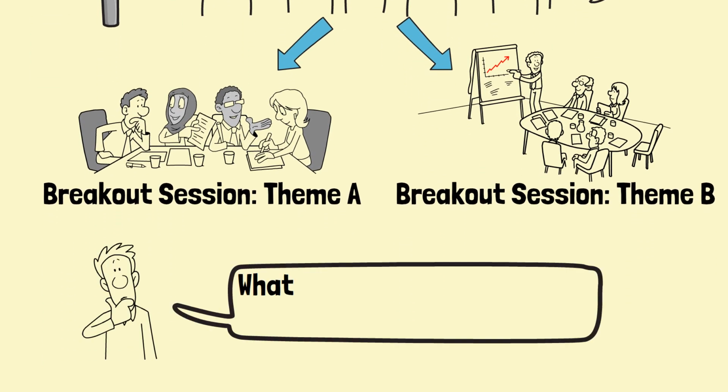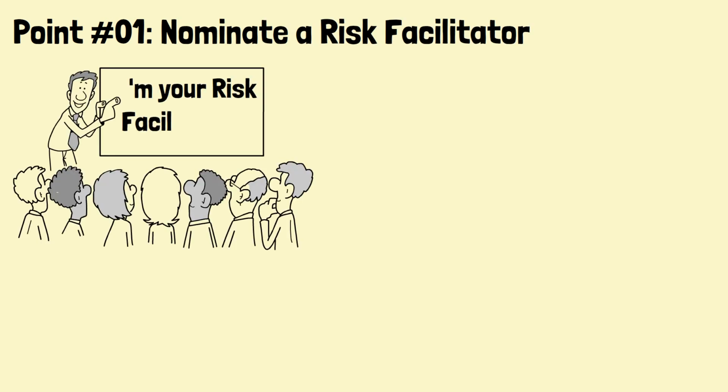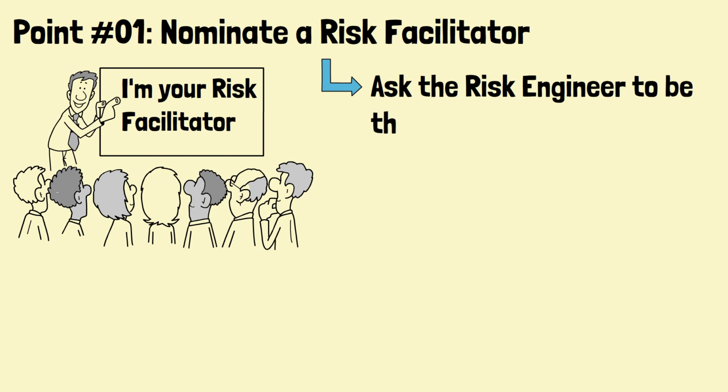In order to get the desirable outcomes from a risk workshop, the following points can be implemented. Point number 1. Nominate a risk facilitator. A risk facilitator is the person who manages the flow and pace of a risk workshop. If there is a risk focal point assigned to the project, he or she by default will be the risk facilitator.